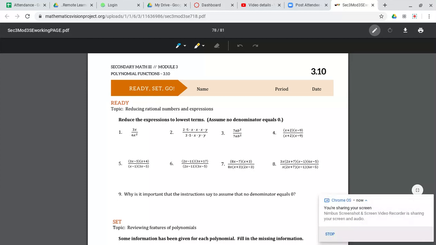Welcome back. So we are on our final lesson. So we're looking at 3.10. What we're looking at here is reducing the expressions to the lowest terms.